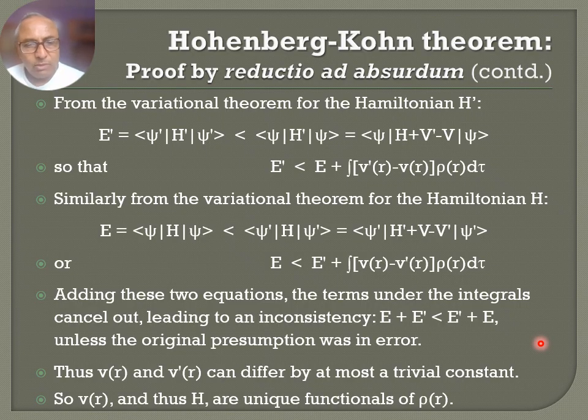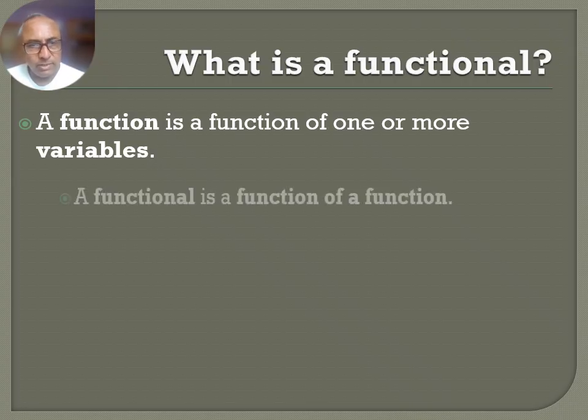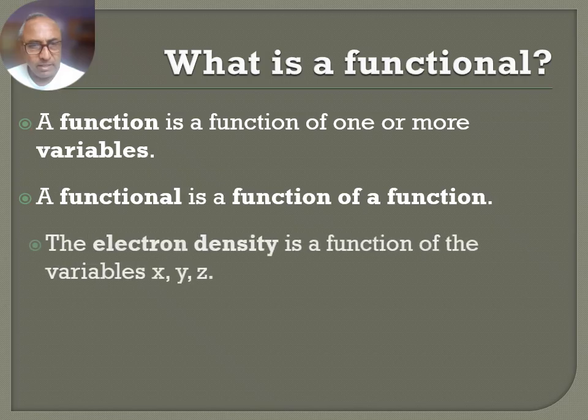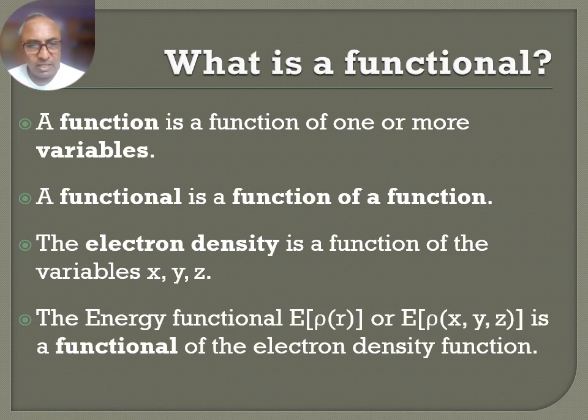In other words, V of R and thus the Hamiltonian H are unique functionals of the electron density rho of R. So what is a functional? While a function depends on one or more variables, we can say very simply, and avoiding complications, that a functional is a function of a function. The electron density is a function of the variables x, y, and z. So something which depends upon the electron density is a functional. Thus the energy functional E of rho of R is a functional of the electron density function.